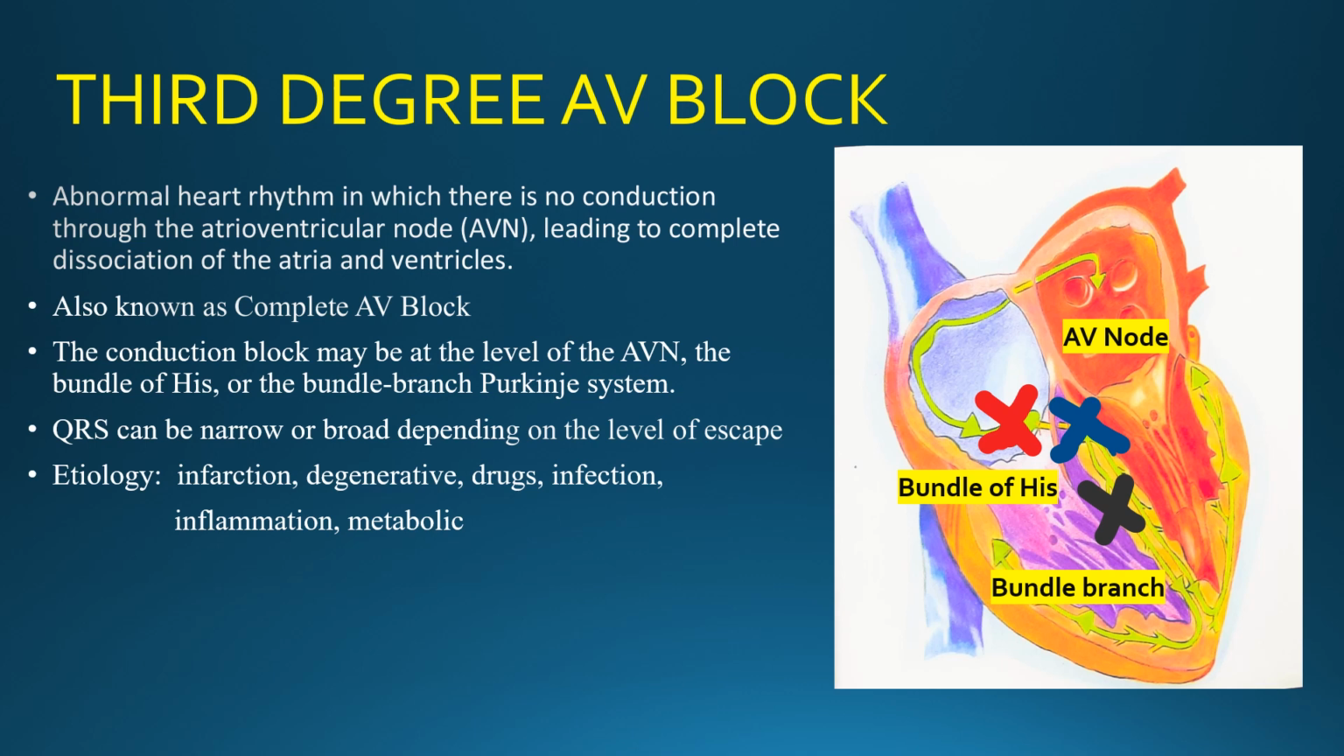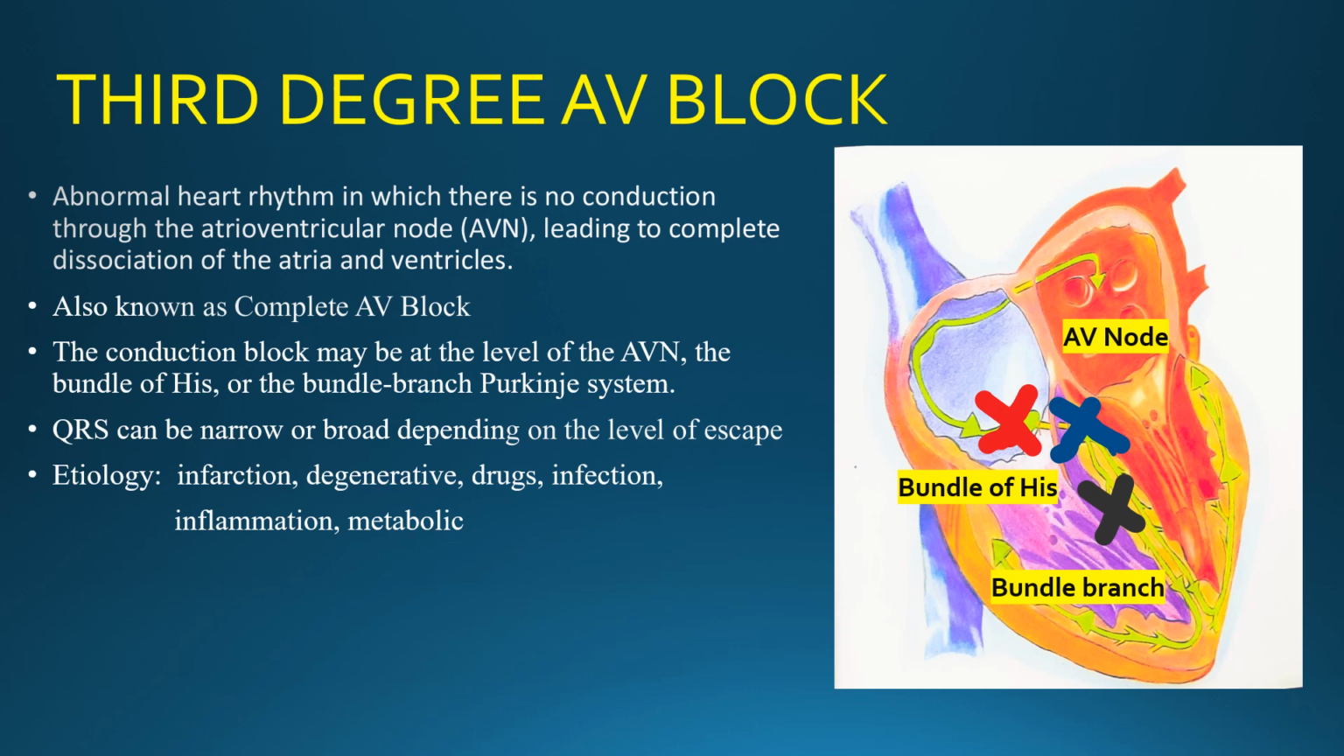Etiology. So what can be the causes for this third degree block? We need to identify these causes before we want to treat the patient. So it can be because of myocardial infarction. It can be because of age-related degenerative conduction system disease. It can be because of drugs like beta blockers or calcium channel blockers or some other drugs.